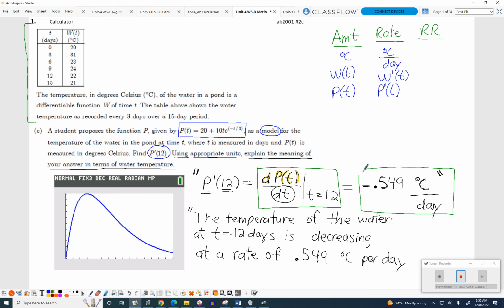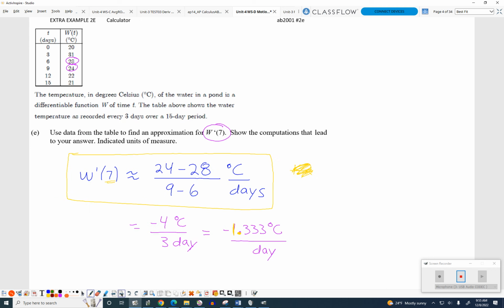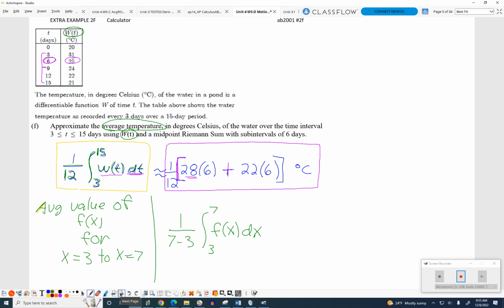But if we're just doing add, subtract, multiply, divide, you don't want to keep going, you want to stop. Just leave it like that. Same thing here, Riemann sum, just leave it. Unless they say something like, round your final answer to the nearest degree. Then you have to go further.